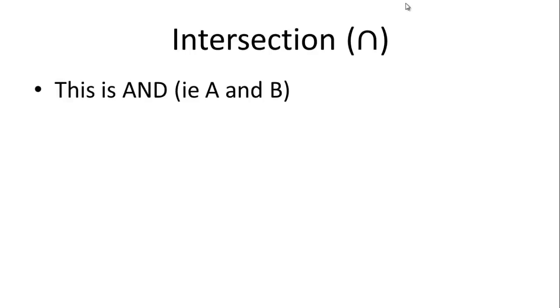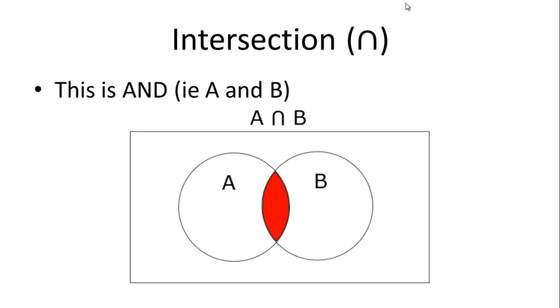Intersection is an upside-down U, or N, for intersection. This is the case where we have AND, so it has to be in both sets. So it has to be in A and B, so it's the overlap. In this case, it's the bit that's in both sets, shown in red. That's the intersection of A and B.